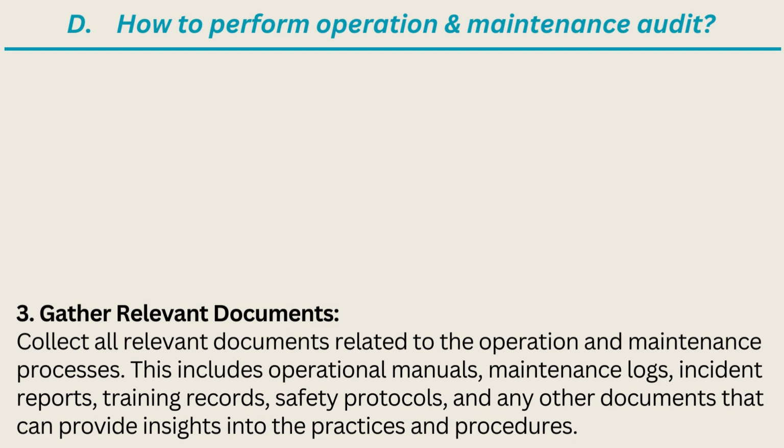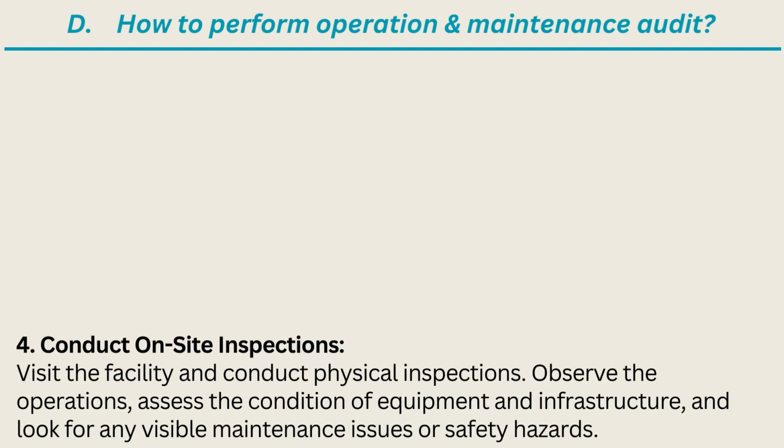3. Gather relevant documents. Collect all relevant documents related to the operation and maintenance processes. This includes operational manuals, maintenance logs, incident reports, training records, safety protocols, and any other documents that can provide insights into the practices and procedures. 4. Conduct on-site inspections. Visit the facility and conduct physical inspections. Observe the operations, assess the condition of equipment and infrastructure, and look for any visible maintenance issues or safety hazards.